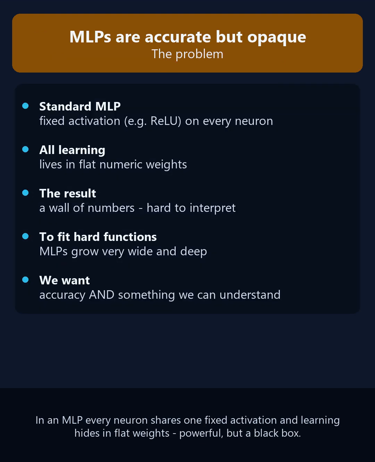Start with the pain. In a standard MLP, every neuron uses the same fixed activation, like ReLU, and all the learning happens in flat numeric weights. That works, but the result is hard to interpret. You get a wall of numbers with no readable meaning. And to fit a complex function accurately, MLPs often need to grow very wide and very deep. We wanted a network that is both accurate and easy to understand.